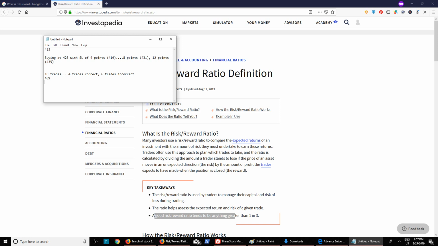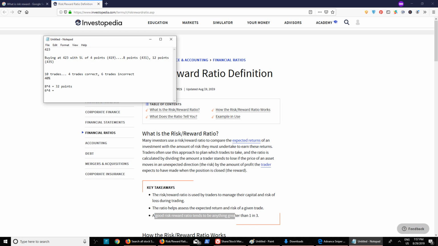So 4 trades are correct. So you actually made 8 points in every one of the 4. So 8 into 4 is equal to 32. 32 points is your gain. And what you have lost in 6 trades is you would have lost 4 points.